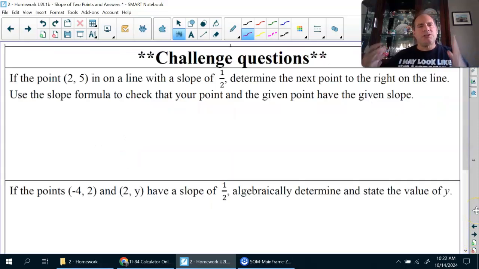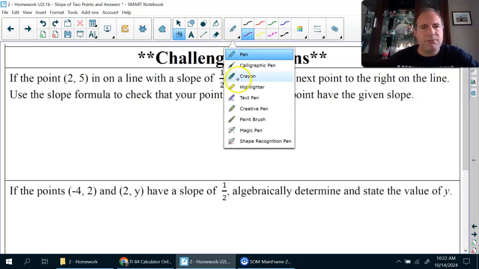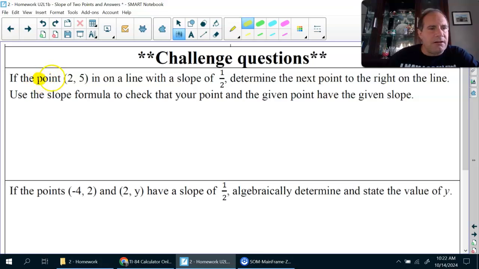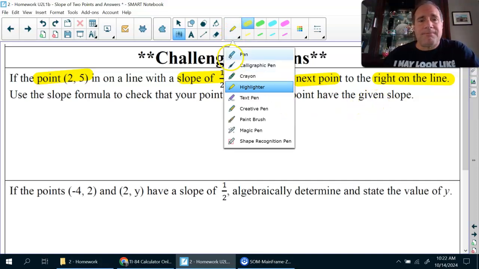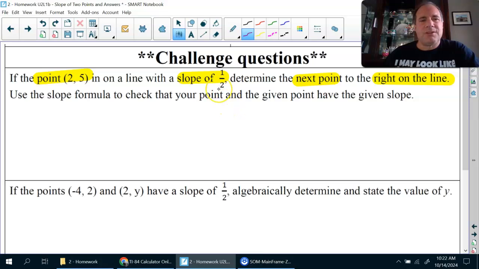All right, here are some challenge questions. There's a lot of different ways that you could possibly do this, but whenever I see a point, it says if the point 2, 5 is on the line. They're giving you information here that you have to read. And the slope, they're giving you the slope. Determine the next point to the right on the line. So that means to the right, right? Use the slope formula to check that your point and the given point have the given slope.